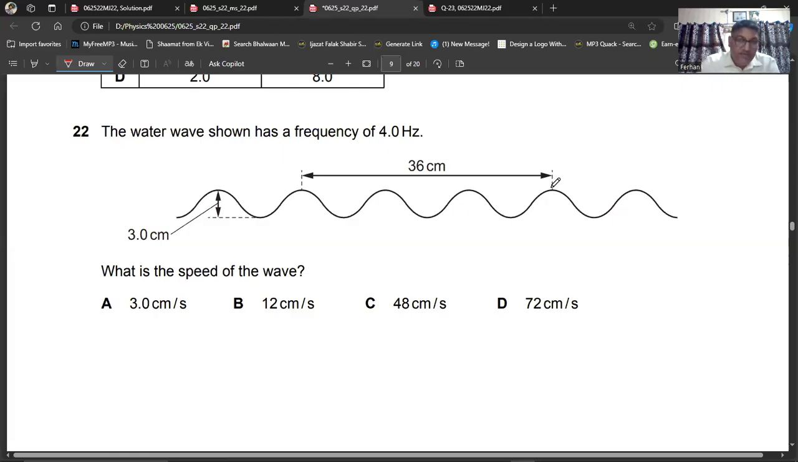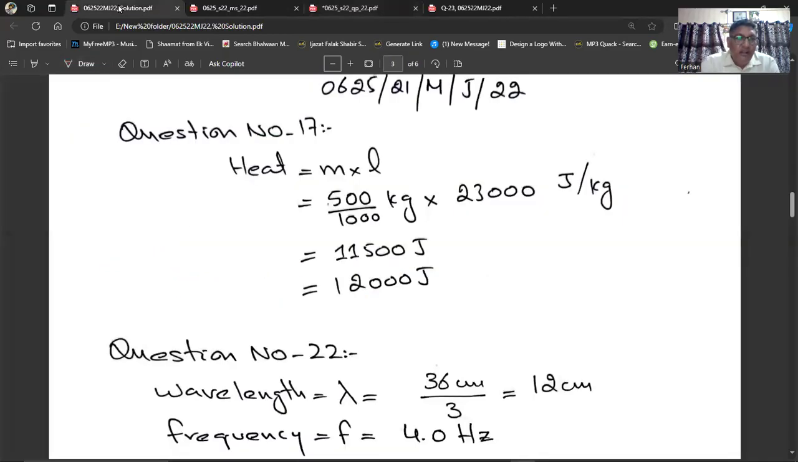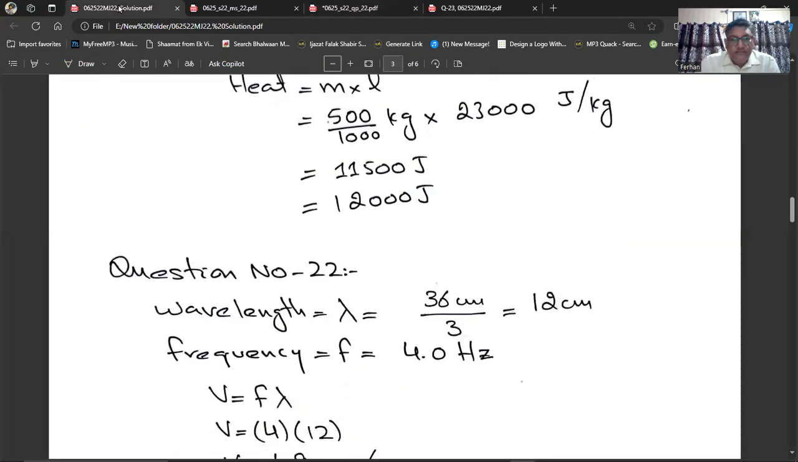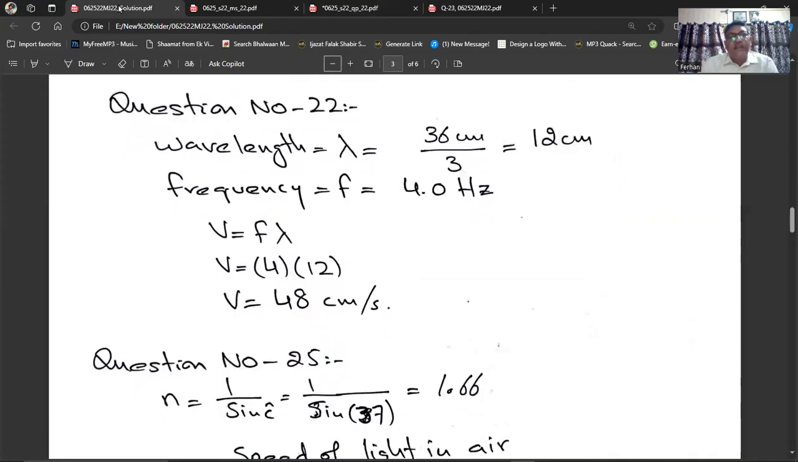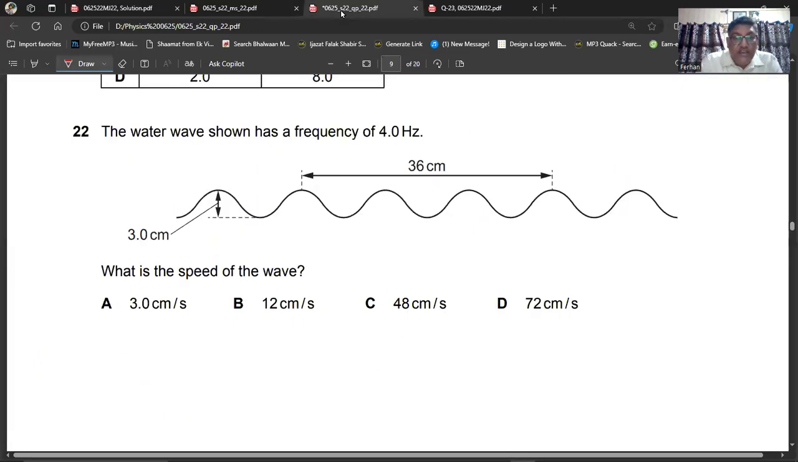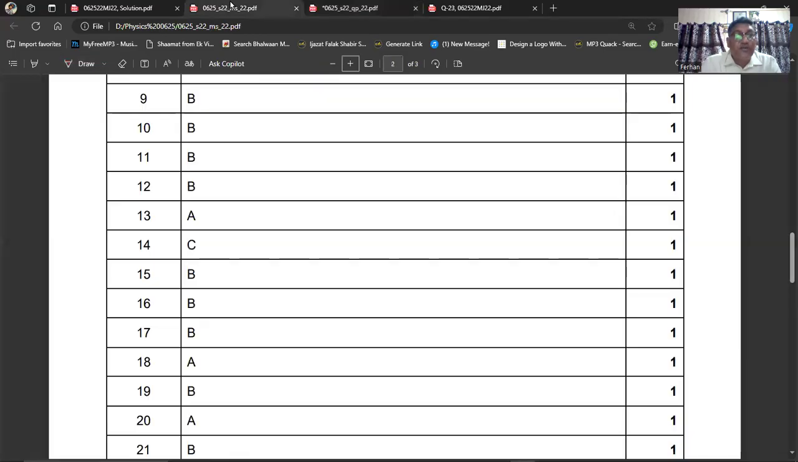Once I know the wavelength and the frequency, we can calculate the speed. Wavelength will be equal to 36 centimeter divided by 3, and that is 12 centimeter. The frequency is given, that is 4 hertz. So v is equal to f lambda. So 4 into 12, that is 48 centimeter per second. So the speed of the wave is 48 centimeter per second. Because the wavelength was in centimeter, that's why the speed is also in centimeter per second. So C is the choice, question number 22.